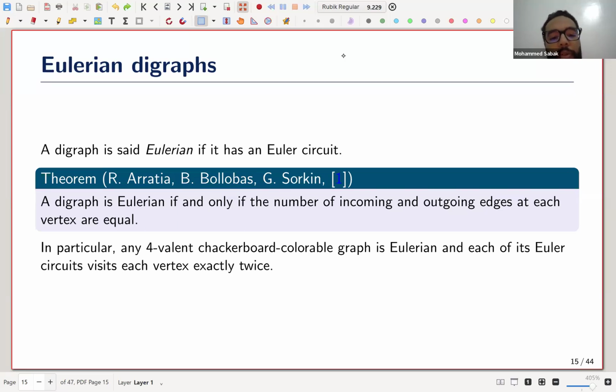So in particular, since checkerboard-colorable graphs are 2-in 2-out digraphs and they have a source target structure, they are two in, two out graphs, which means that they are Eulerian, and each Euler circuit visits each vertex exactly twice.